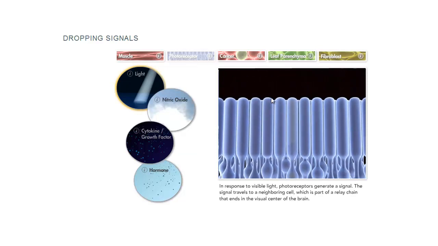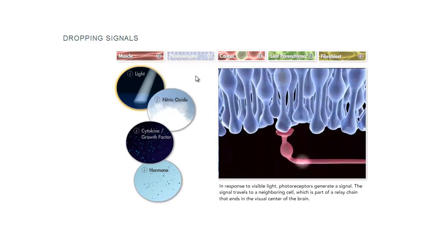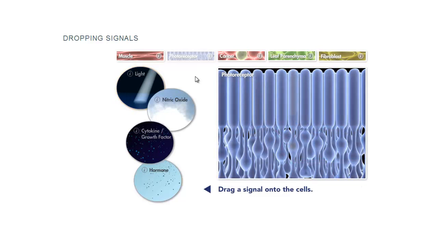In response to visible light, photoreceptors generate a signal. The signal travels to a neighboring cell, which is part of a relay chain that ends in the visual center of the brain. The cell selections and drag and drop functionality provides the user with control on what animation he or she wants to demonstrate or view. The animation provides a detailed demonstration of the process so that the viewers can understand easily.